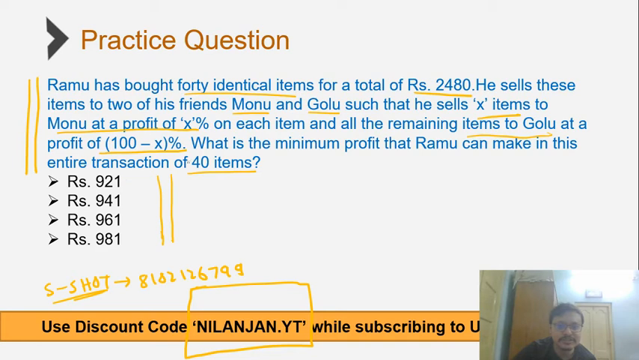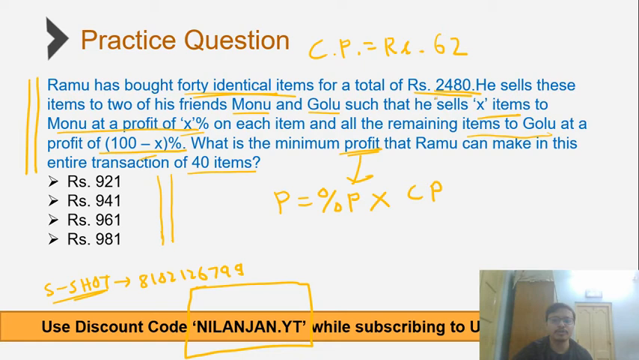So how do we do this? What is profit? So we've got percentage profits provided. So profit is nothing but percentage profit into what is called cost price. What is the cost price of each item? 40 items are costing 2480, which means the individual cost price of each item is rupees 62. That is 2480 by 40. So which basically means your profit is equal to percentage profit, whatever that number is, into 62.